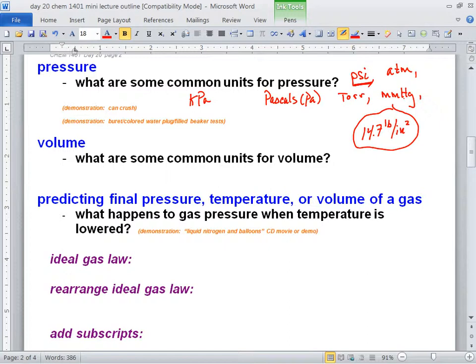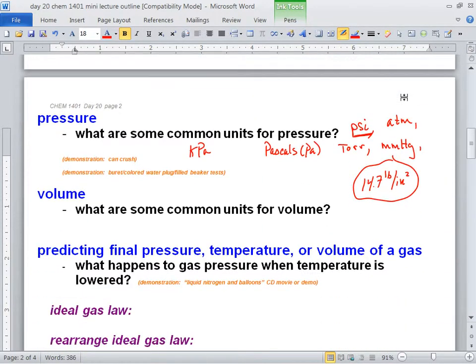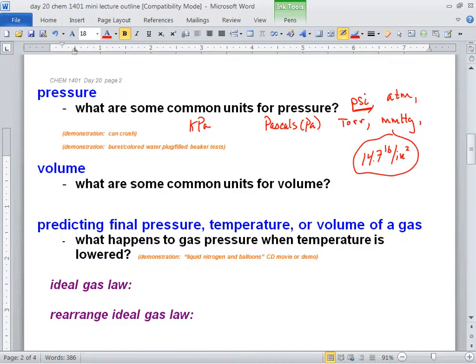So why doesn't it crush right now? Dylan, why doesn't this thing crush right now? Yes, inside, it's balanced. That's not the case with that thing. So what I'm going to do is what happened to that tanker. I'm going to put some water in here, and I'm going to boil it. So you're going to see steam coming out. And then I'm going to flip it upside down.